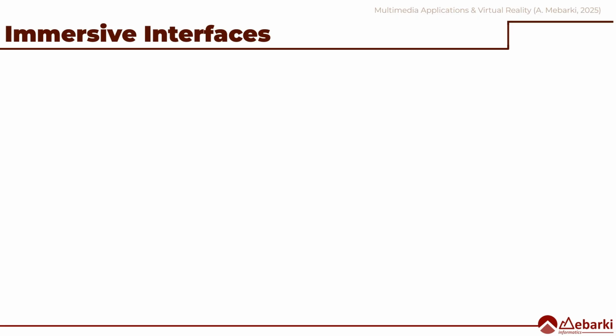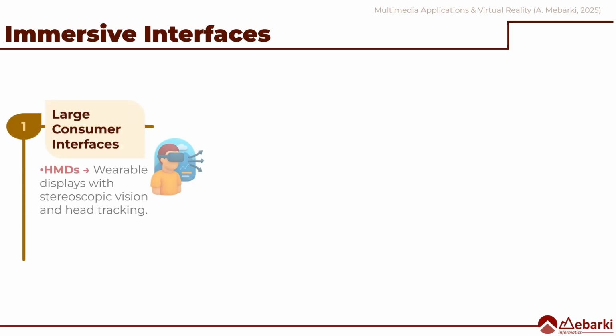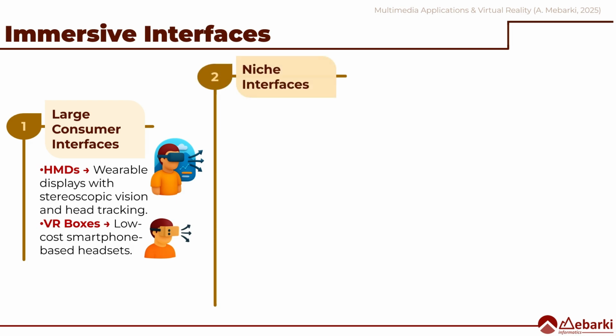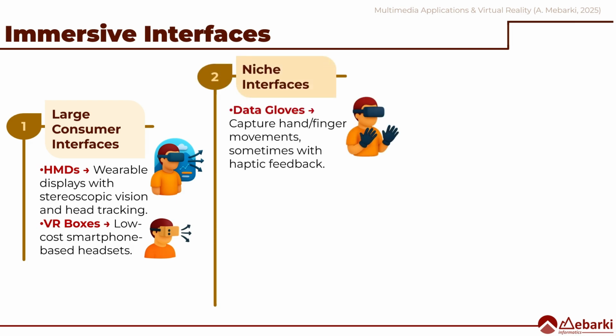Immersive technologies can be categorized according to the type of interfaces they employ. Large consumer interfaces include head-mounted displays, HMDs, which are wearable devices offering stereoscopic vision and head tracking, as well as VR boxes, which are low-cost smartphone-based headsets. Niche interfaces comprise data gloves, capable of capturing hand and finger movements, sometimes with haptic feedback.